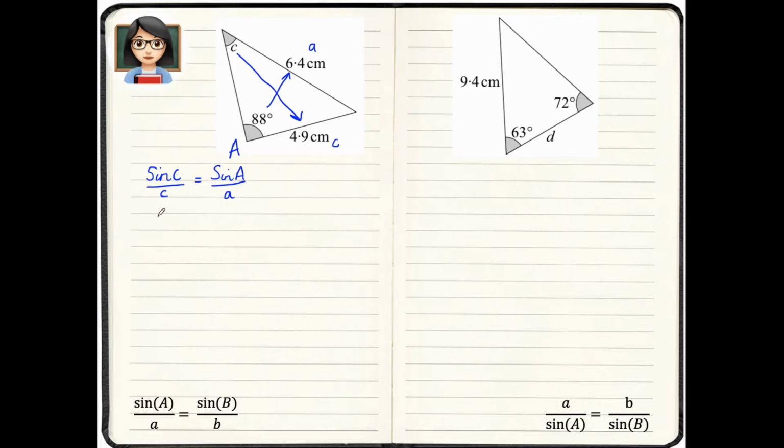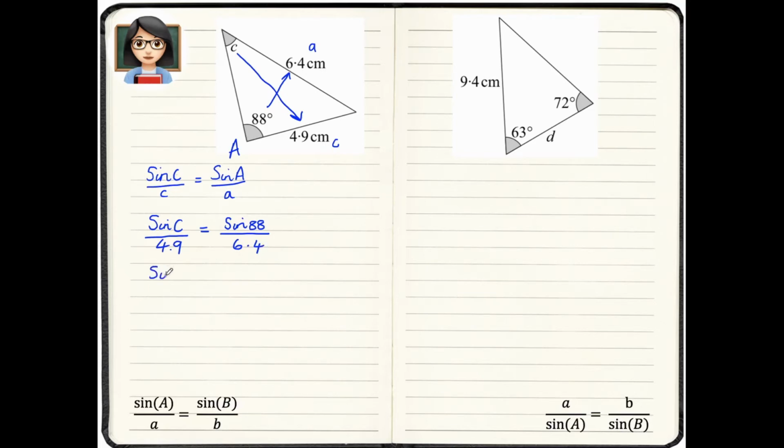Okay, so we don't know what big C is, so I can leave that as sine of C, but we do know that little c is 4.9. And we do know that sine of A is going to be sine of 88, and that's going to be divided by 6.4. Now I could put sine of 88 into a calculator right now, but I'm going to leave off for a second because I want to do it in one big go.